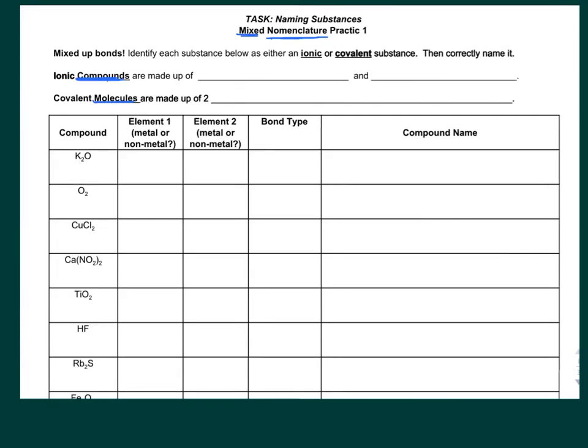Ionic compounds are made up of metals and nonmetals. Polyatomic ions also always make up ionic bonds. It's in the name, right? The fact that ions form ionic bonds, so you will never see a polyatomic ion in a covalent bond.